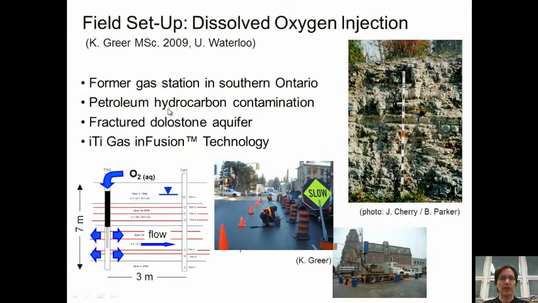So here's just the background again. There's a former gas station, fractured dolostone, and we're using this gas infusion technology where oxygen is injected into this discretely fractured rock under high pressure and high concentrations, and they monitored the behavior of oxygen in this down gradient well, about 3 meters down gradient, at these isolated monitor positions here.